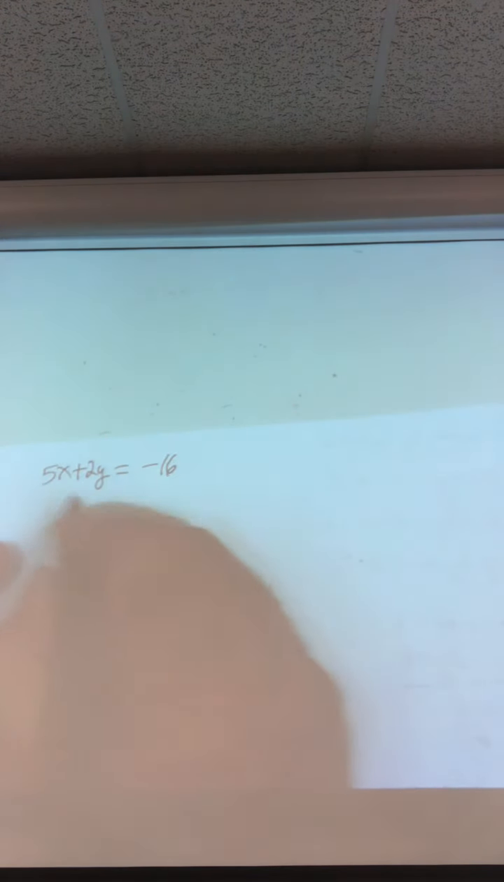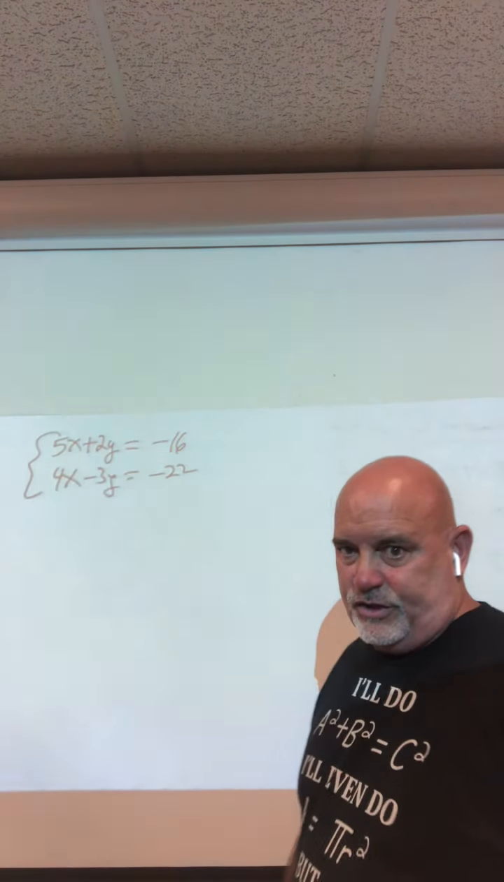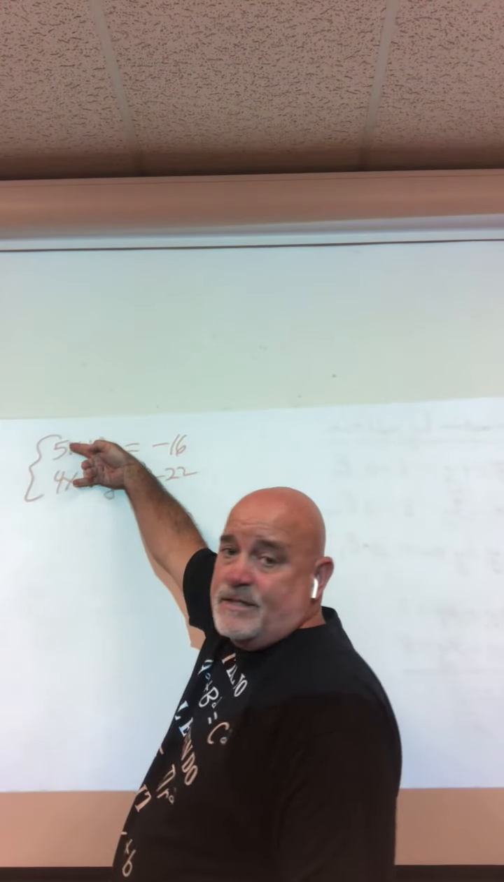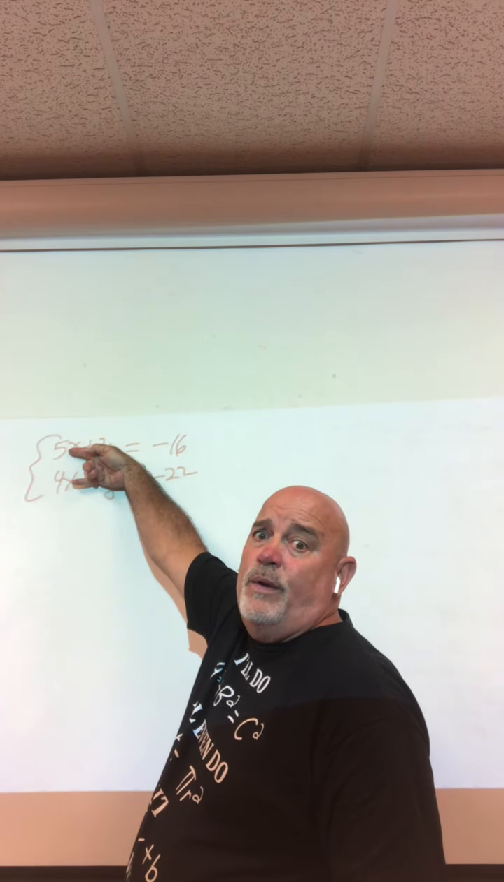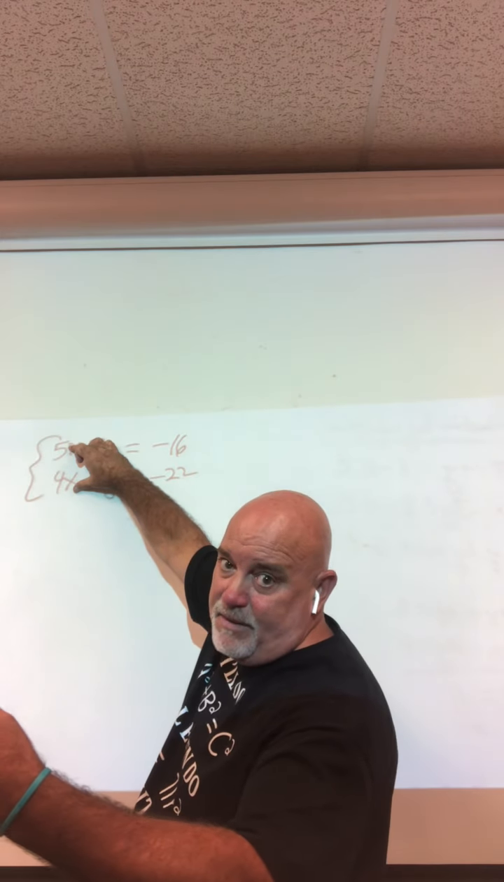Okay? Let's do another one. 5x plus 2y equals negative 16. 4x minus 3y equals negative 22. Okay. First, you've got to decide what you want to eliminate first. Do we want to eliminate the x's? 5 and 4 both go into 20. So you'd have to get these to be 20s. But one of them needs to be negative.